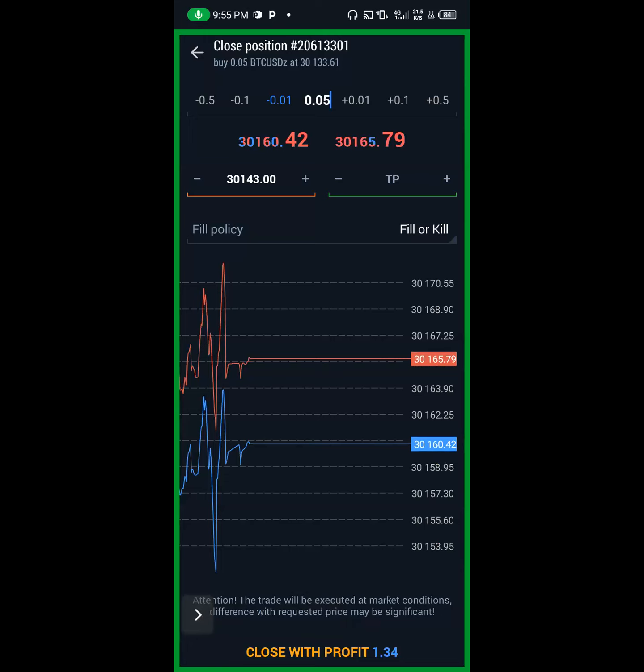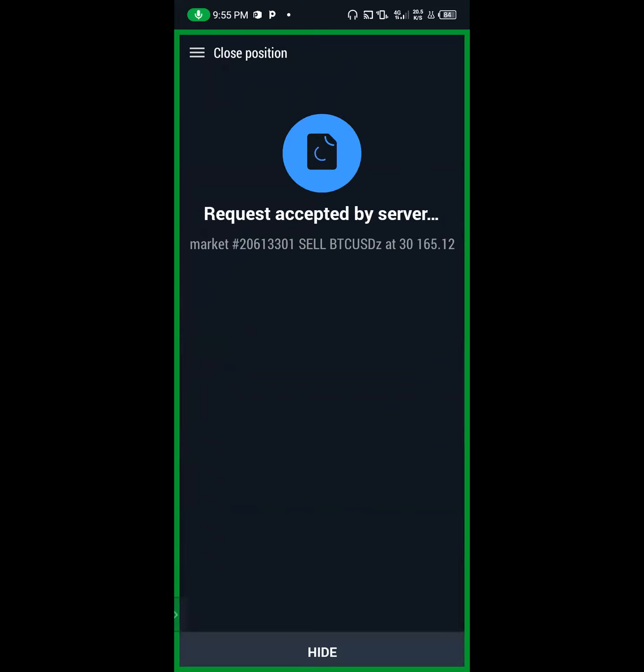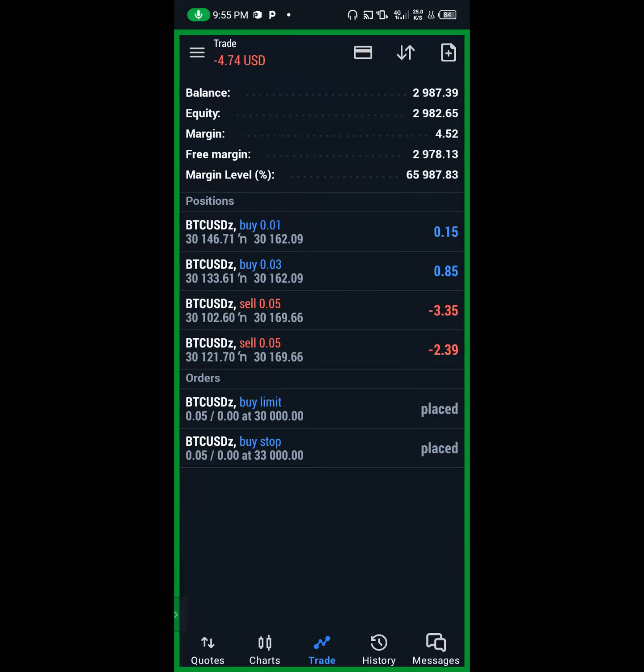So what do I do? I'll come here and I'll reduce this. My size was 0.05. I can take it to 0.02. So that means this will help me to take 51 cents out of this profit. So if I close now, my position is now 0.03. So you know what that is? That is BE plus plus.